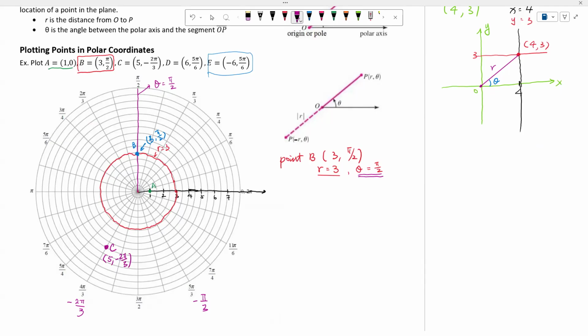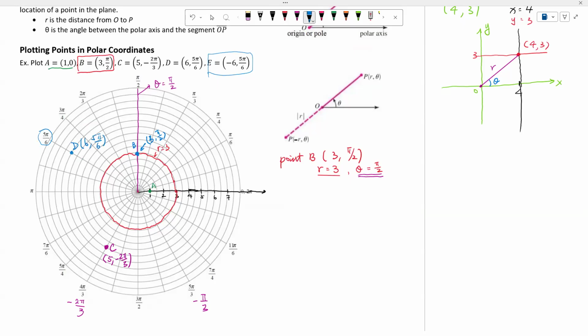And of course, 6, 5 pi over 3, 5 pi over 6 is easy, okay? So we look at the angle 5 pi over 6, and then we have 3, 4, 5, and 6. Then this point will be point D, and then it is 6, 5 pi over 6.